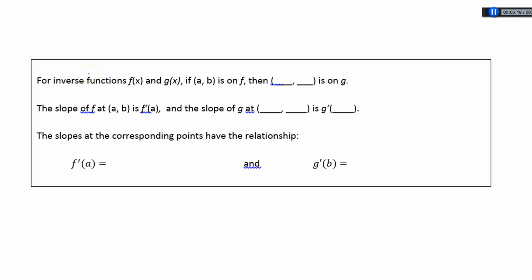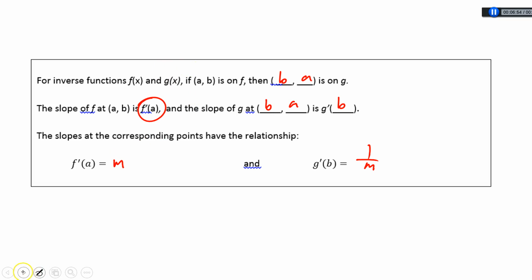So for inverse functions f and g, if (a, b) is on f, then (b, a) is going to be on g. The slope of f at (a, b) is f prime of a, right? That's just the definition of derivative. And the slope of g at (b, a) is going to be g prime of b. So we have some kind of relationship here. So if f prime of a is equal to, let's call it m, that's our slope, then g prime of b is 1 over m. So it's important here that these are buddy points, right? So g is looking at point b for its x-coordinate. f looks at point a.